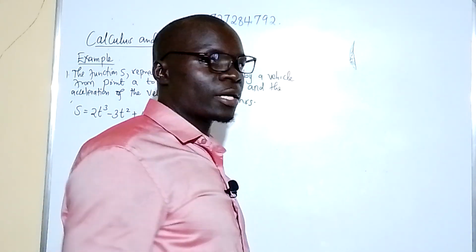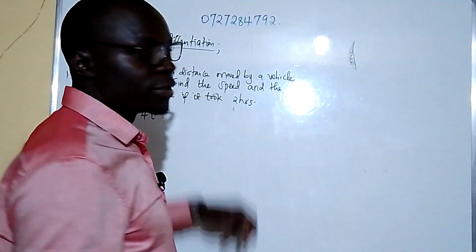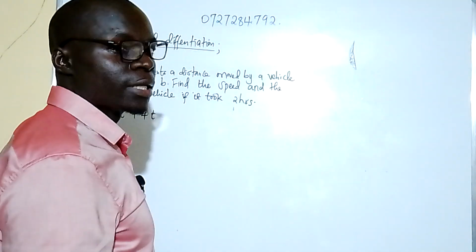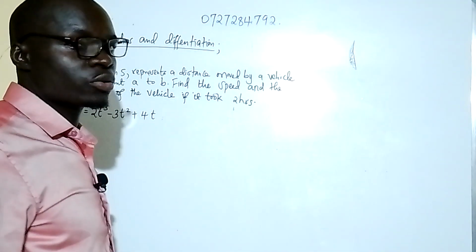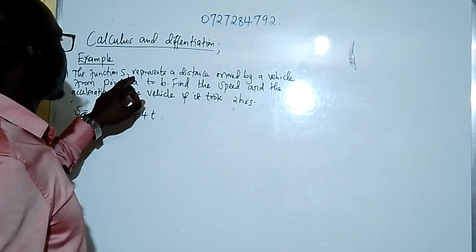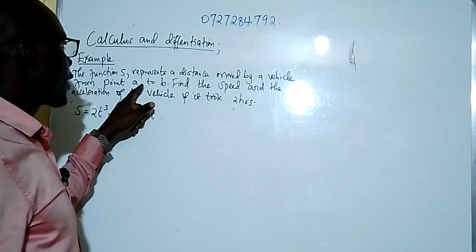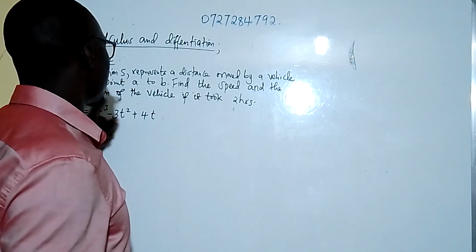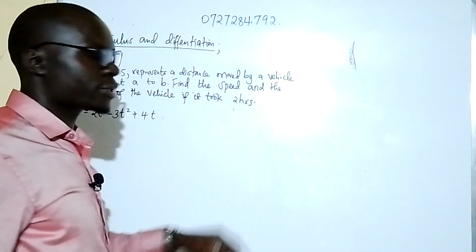Yes, class. Today we are checking on a topic in Form 4, calculus and differentiation, and it's a topic that is mostly common in section B. We have an example here that we are going to check on very first. The function S represents a distance moved by a vehicle from point A to point B. Find the speed and the acceleration of the vehicle if it took 2 hours.